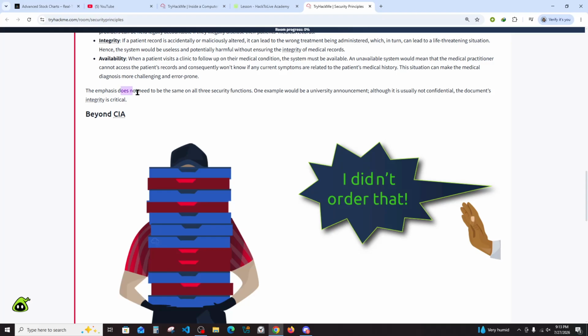The emphasis doesn't need to be the same on all three security functions. One example would be a university announcement. Although it is usually not confidential, the document's integrity is crucial.